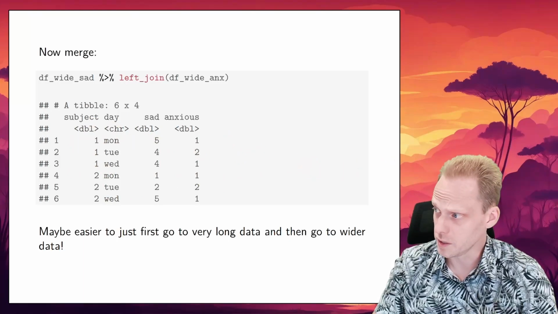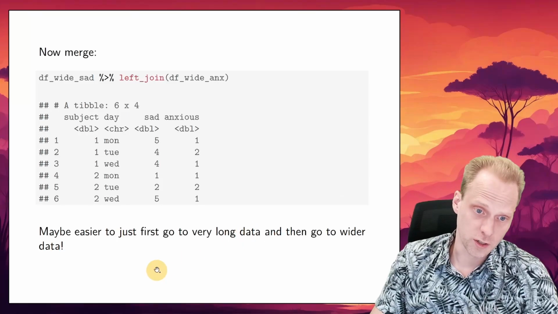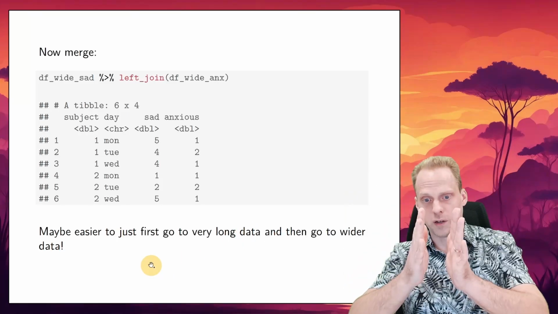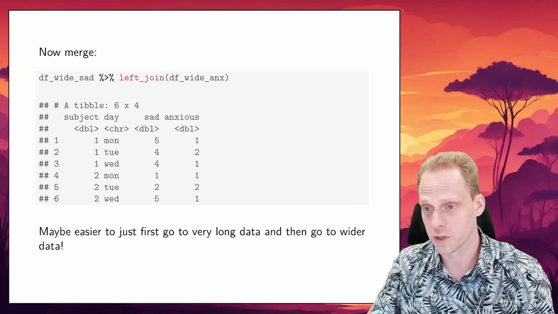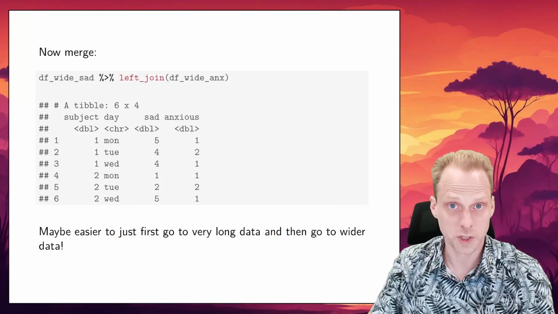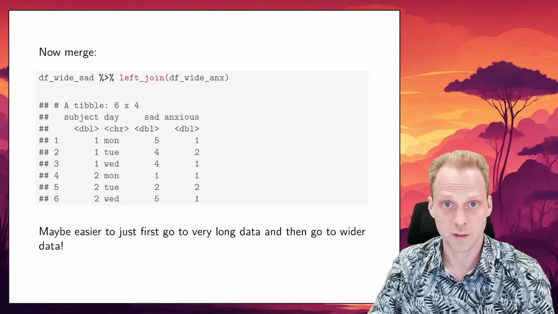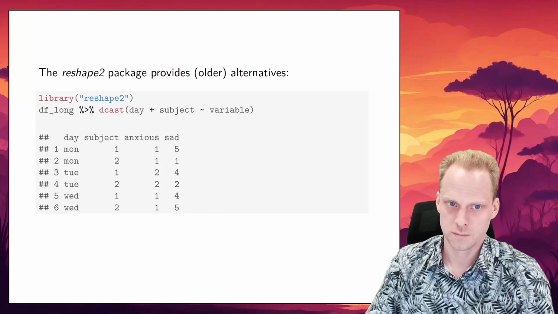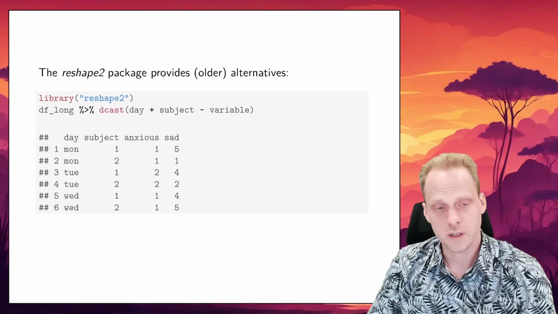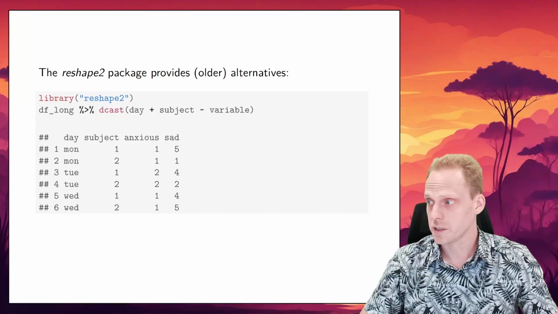But this is pretty tricky. It's actually easier to just go from the fully wide data to the fully long data first and then make it wider again, which is a bit more straightforward to do than this. But I just wanted to include this in the lecture and the slide. So yeah, you can see this as well. All right, now this is the tidyr package.